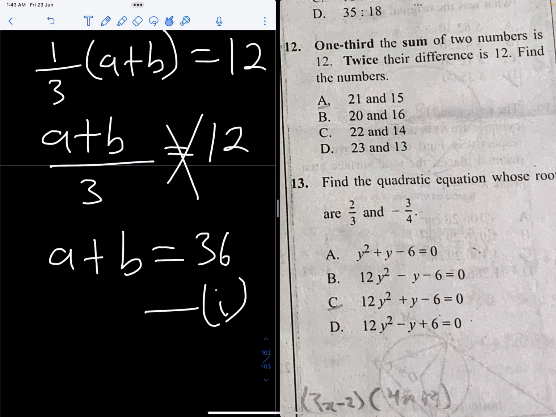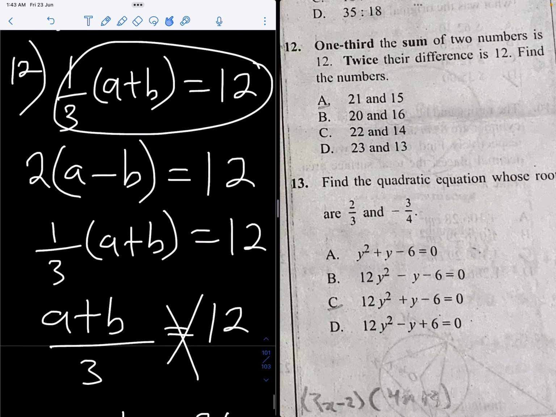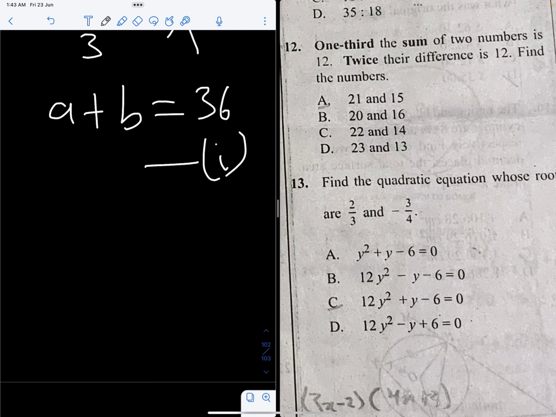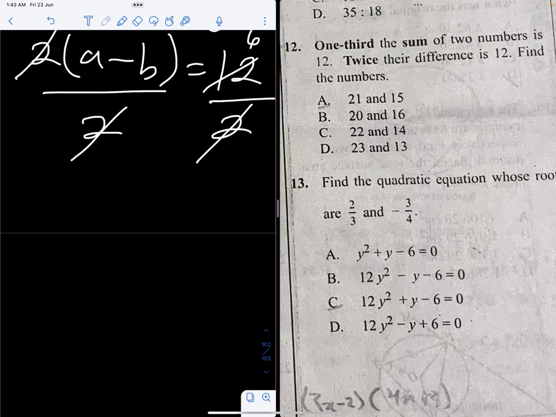Now from the second, 2 into bracket (a minus b) equals 12. We can divide both sides by 2. When we do that, 2 divided by 2 is 1, and 12 divided by 2 is 6. That simply means a minus b equals 6. Let's call that equation 2.